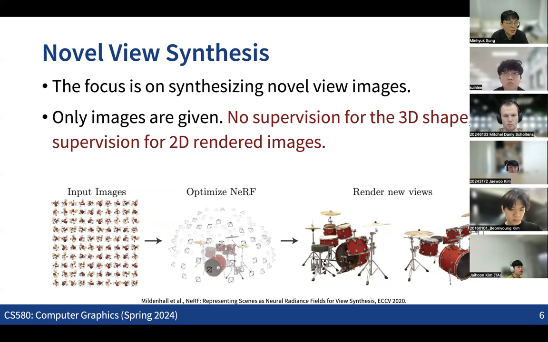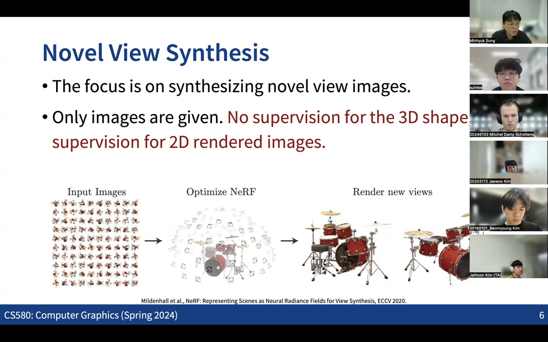So we don't have any supervision or information about the 3D that we can learn from; we only have information in 2D. In this case, when we do not have any information about the 3D, how can we synthesize images from a novel view? This is the basic idea.